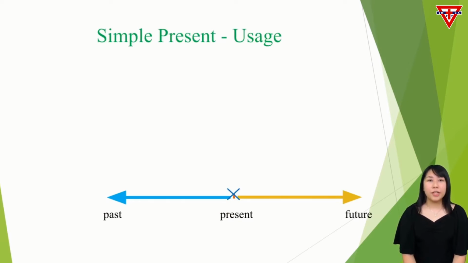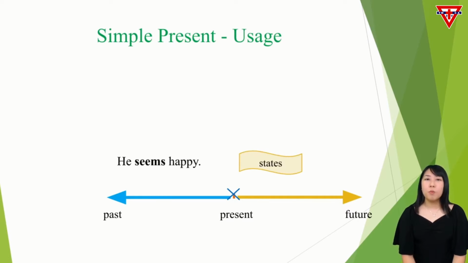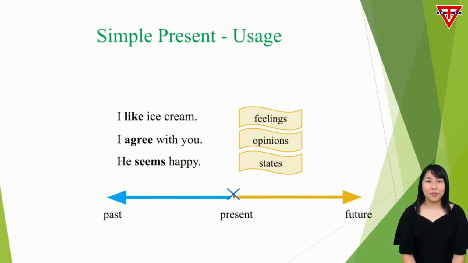After learning the formation, we are moving on to their usage. Let's take a look at the easiest tense, the simple present tense. Here are some general situations in which we should use the simple present tense. Number 1, states, he seems happy. Number 2, opinions, like I agree with you. And number 3, feelings, I like ice cream.